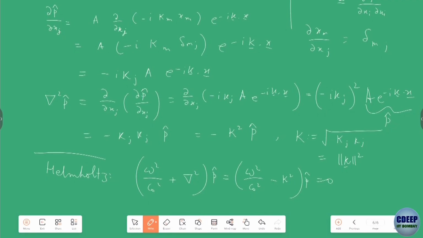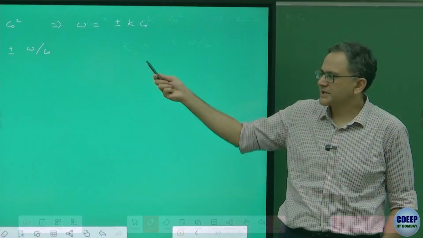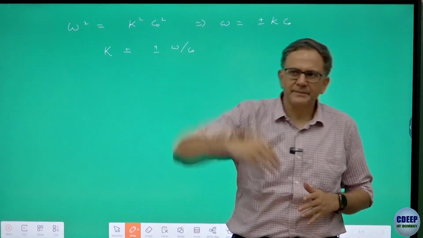So for any arbitrary p hat, this will only be satisfied if this quantity goes to 0. So we end up with omega square equal to kappa square c naught square. So omega equal to plus minus kappa c naught, or if you trust omega more, then kappa is plus minus omega by c naught. Should look familiar to you. Why is it familiar to you? The plus minus solutions are the left and right running solutions, or in this case not just left, it can be this way and the other way.